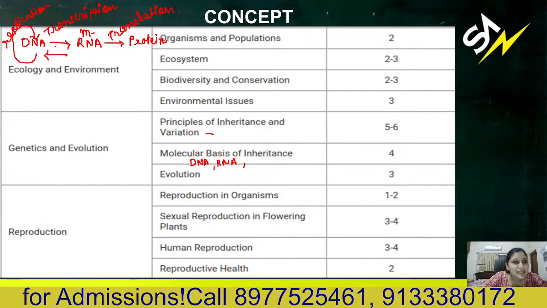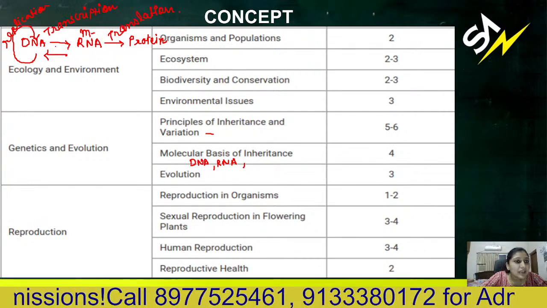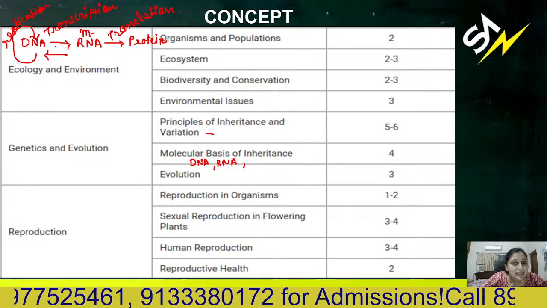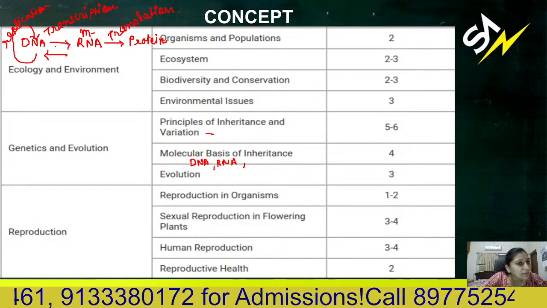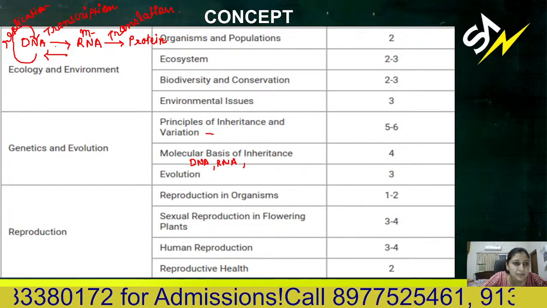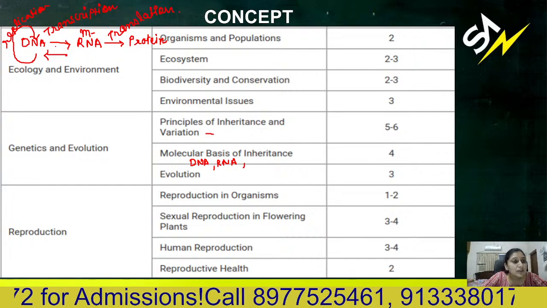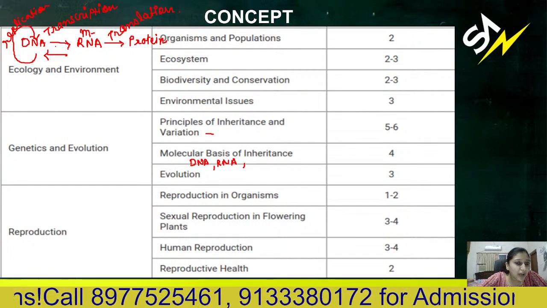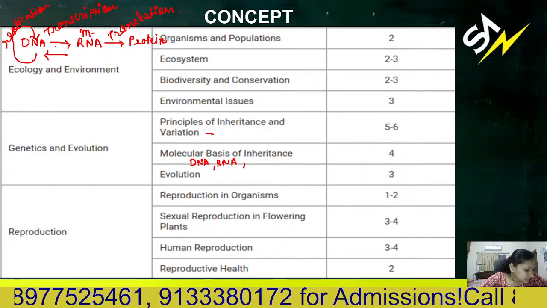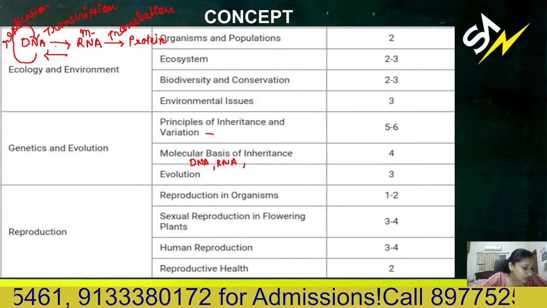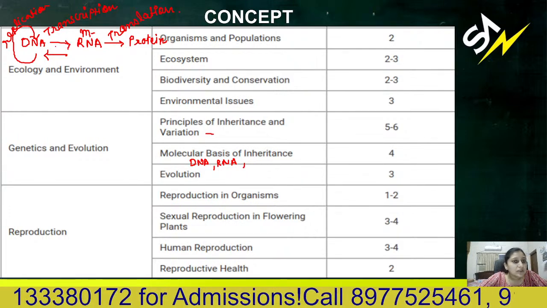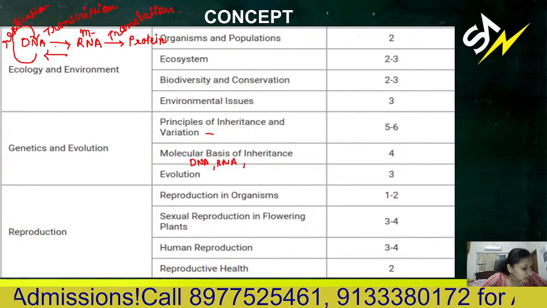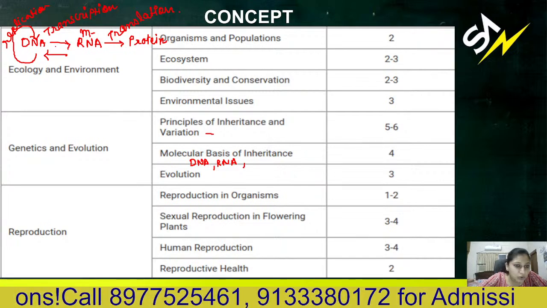So, this is known as the central dogma of life, given by Francis Crick. We shall discuss every process in detail in molecular basis of inheritance: replication of DNA in detail, transcription in detail, even structure of DNA, structure of different types of RNAs. Correct, Bhavna, DNA to RNA, RNA to protein, right? Everything we will be discussing in detail in molecular basis of inheritance. That will give you around 4 to 5 questions.